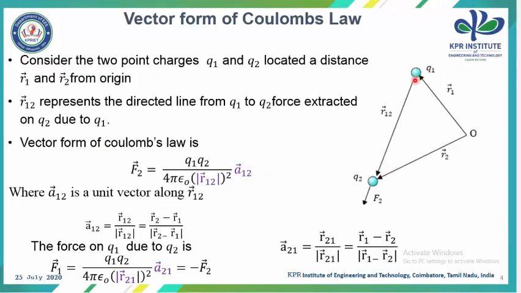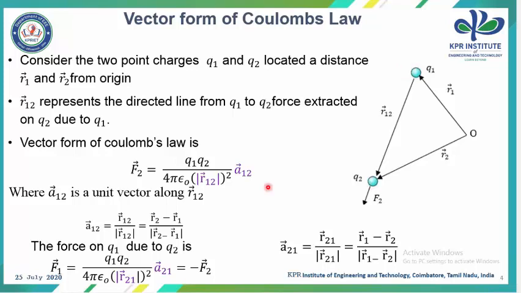Consider the two charges. The charges are Q1 and Q2. Charge Q1 is located at distance R1 from the origin. Charge Q2 is located at distance R2 from the origin. Now the distance between the charges Q1 and Q2 is represented as R12. We want to find the force exerted on the charge Q2 due to charge Q1.